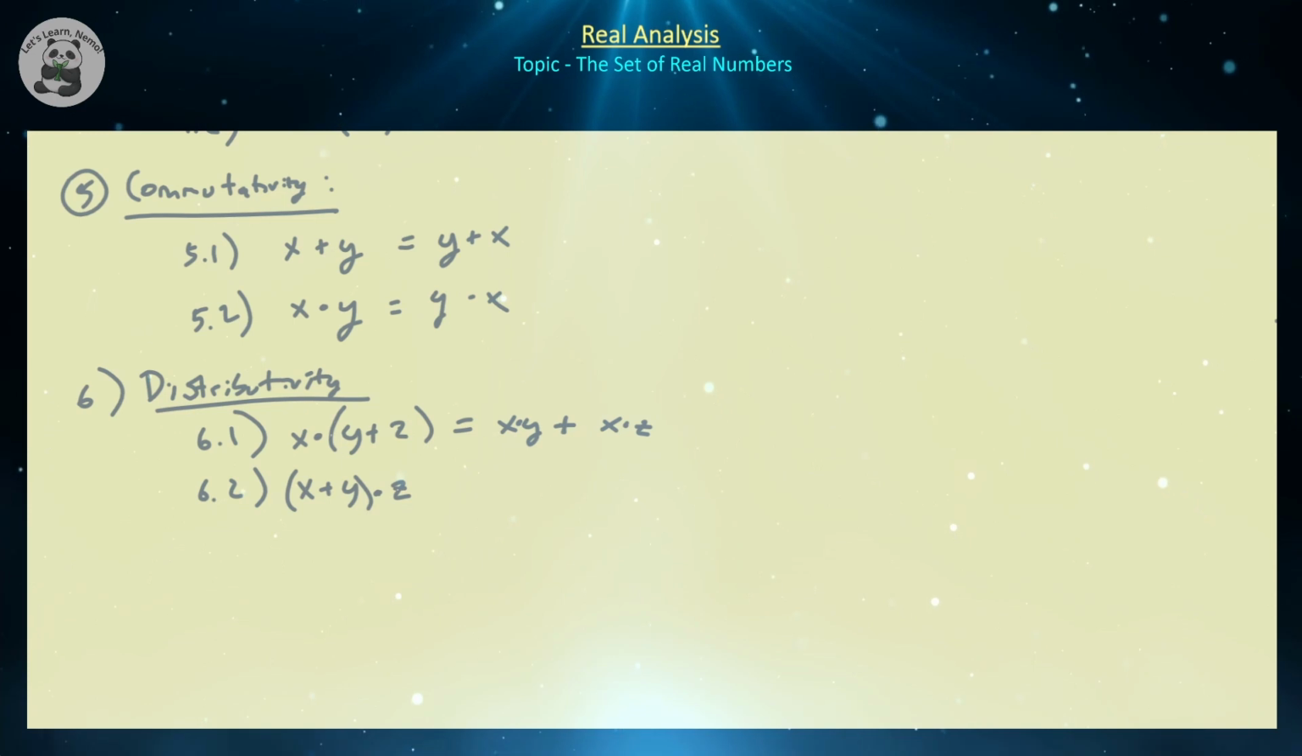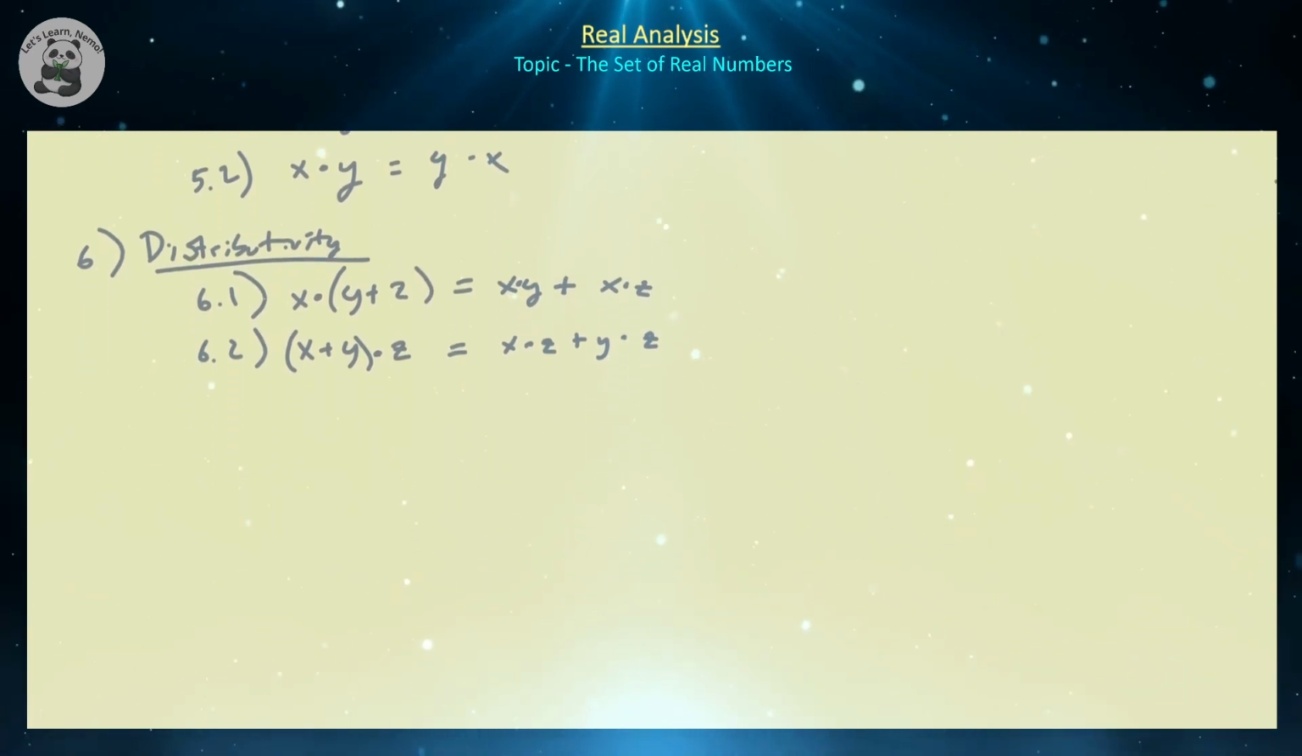And usually when we do juxtaposition, we usually imply multiplication. So this is going to be equal to x times z plus y times c. Right? And that is the distributivity property.